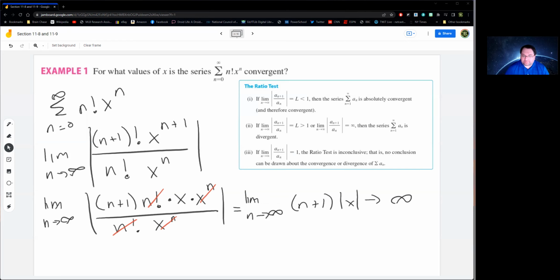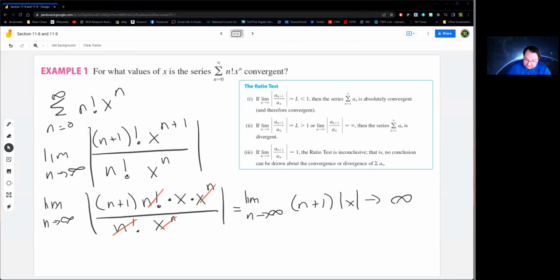So the question is, does this one converge at all? So basically, this is saying that for all values of x, it would be going to infinity. However, there's one value of x that would not make it go to infinity. What's that value? 0? Correct. Because anything times 0 would be 0.